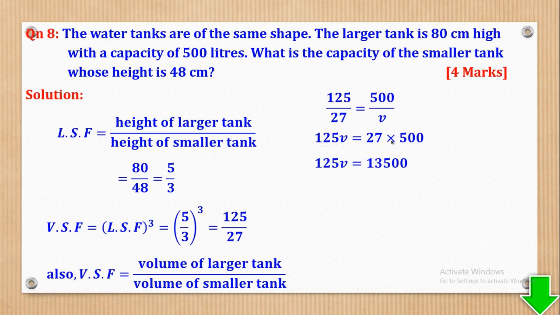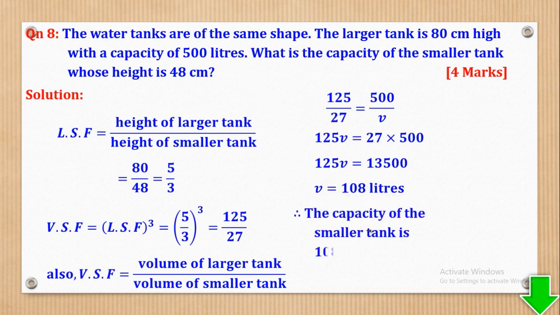So 27 times 500 will give me 13,500. So next is to divide both sides by 125 to make V the subject. So when I do that, I'll come up with V equal to 108 liters. Note that I'm using units of liters because this volume was also given in liters. So if you use centimeters cube, that will not be okay. So I shall conclude that the capacity of the smaller tank is 108 liters.